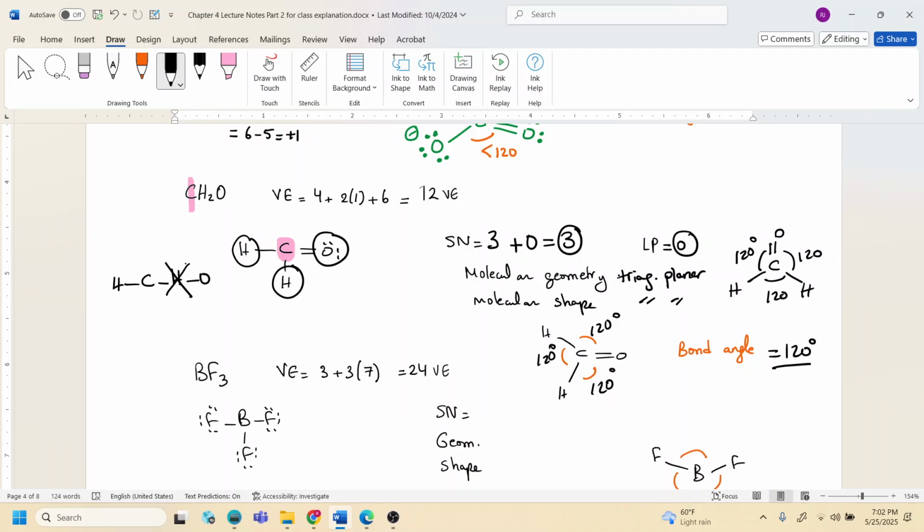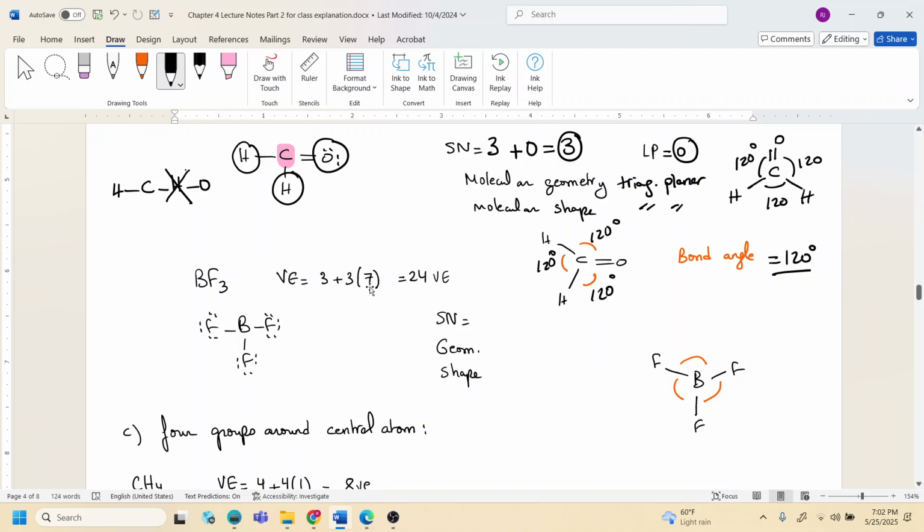Okay, we're going to do the same thing for BF3. Draw its valence electrons, put that in the steric number. There is no lone pair on the boron, so the steric number of the boron is going to be 3 plus 0, so it's going to be 3. The lone pair is going to be 0, so it's going to be 3, 0. Geometry and shape is going to be the same as above, so trigonal planar for both. So trigonal planar, and you're going to show it as a triangle with 120 degree bond angle.